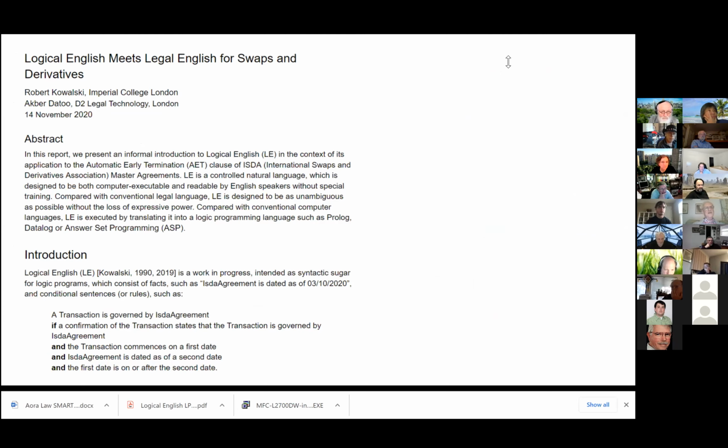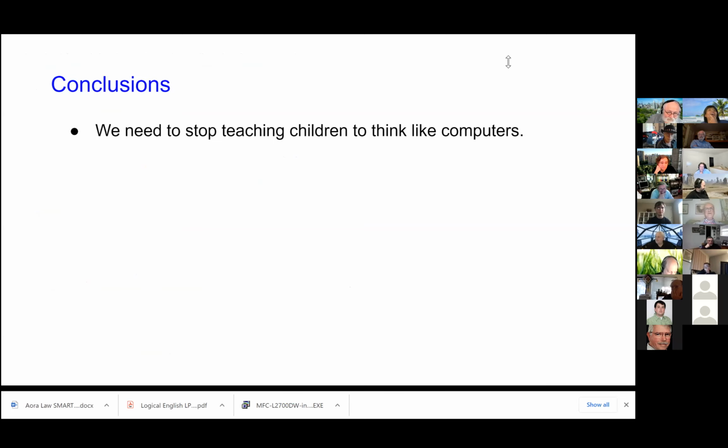Please email me if you're interested. This is one of the most boring papers you'll ever read in your life. It's about international swaps and derivatives, and don't tell me you didn't want to know about it, because neither did I. Anyway, we should stop teaching children to think like computers.